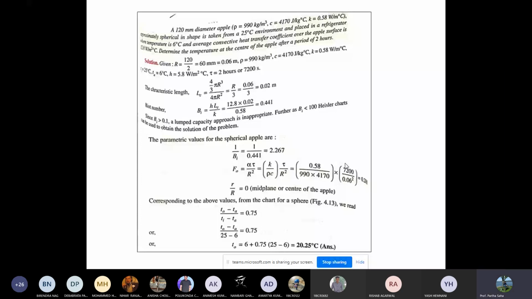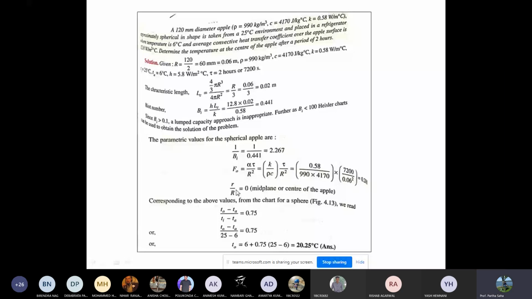So first R: the diameter is given, so the radius is 60 millimeter. Density, specific heat, thermal conductivity, initial temperature, ambient temperature, convective heat transfer coefficient, tau, all these things are given. So the characteristic length for a sphere is R by 3, you get 0.02 meter. Biot number hLC by K, you get 0.411. So again, Biot number greater than 0.1 but less than 100, so the Heisler chart needs to be used. 1 over Biot number is 2.267, Fourier number you can get 0.238, right?